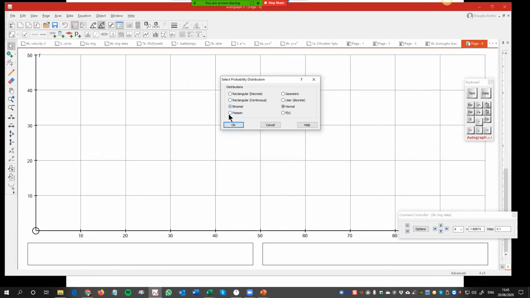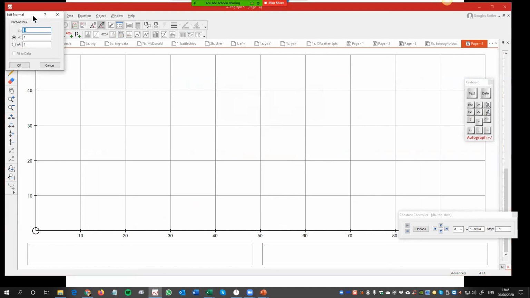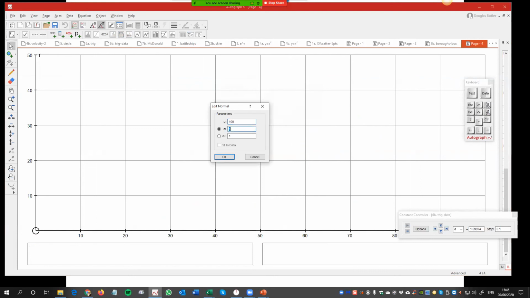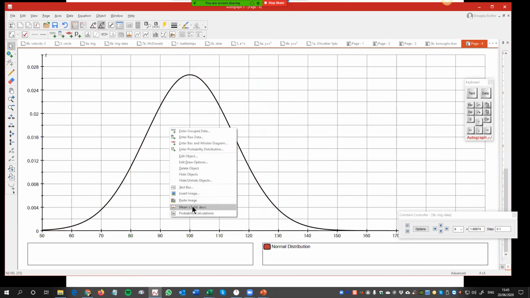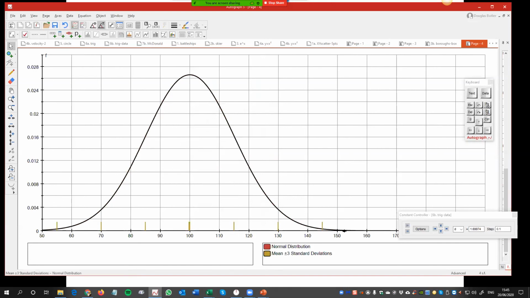Normal distribution, binomial, and Poisson. If you take a normal and try, say, a mean of 100 and standard deviation of 15, which is the old IQ test. There it goes. You can very usefully, I think, select it and draw the mean and 3 standard deviations, because you're never going to get much outside that.